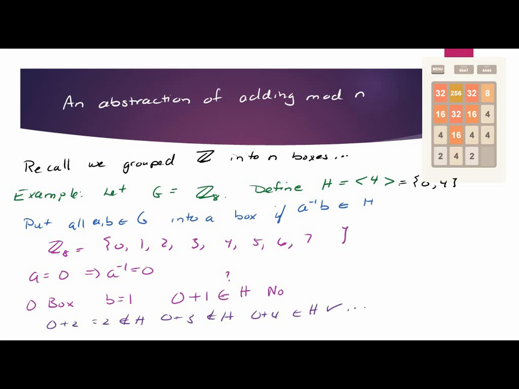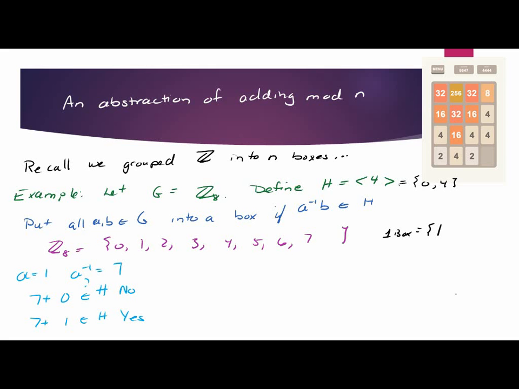And I think Fraleigh actually has you break it up initially this way, looking at this relationship. So for example, if I look at a equals 0 and take b equals 1, does 0 plus 1 belong to H? The answer is no. Does 2 belong to H? The answer is no. The first element that belongs to H is 0 plus 4. So it's the same idea as taking the integers and asking which of those integers went to the 0 box. So the same kind of question. So box 0 is really H.